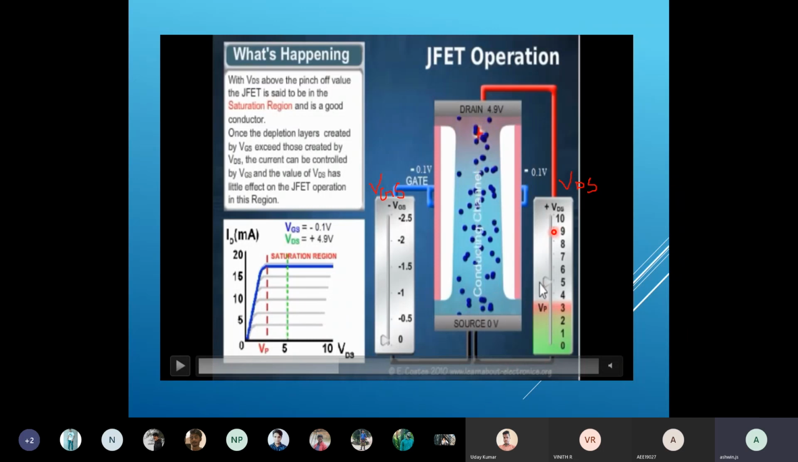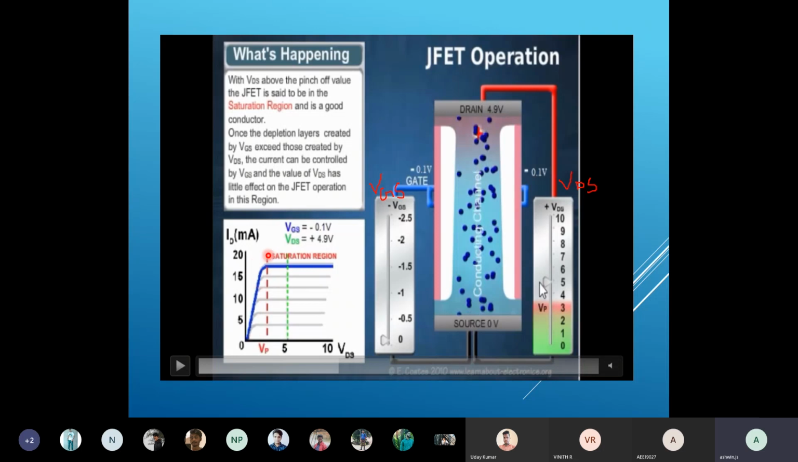If I keep on increasing up to 10 volts, what is happening? The drain is N, right? This is an N channel, and the gate is 0, so the depletion layer will keep increasing. That's why after the pinch-off voltage, the current becomes stable. Pinch-off means where the current becomes stable, so there is no variation. From 0 to the pinch-off voltage, there will be a change in the current, and after the pinch-off voltage, the current becomes constant. Up to that point, there is a change in current flow, representing a change in resistance. So this area represents the ohmic region.